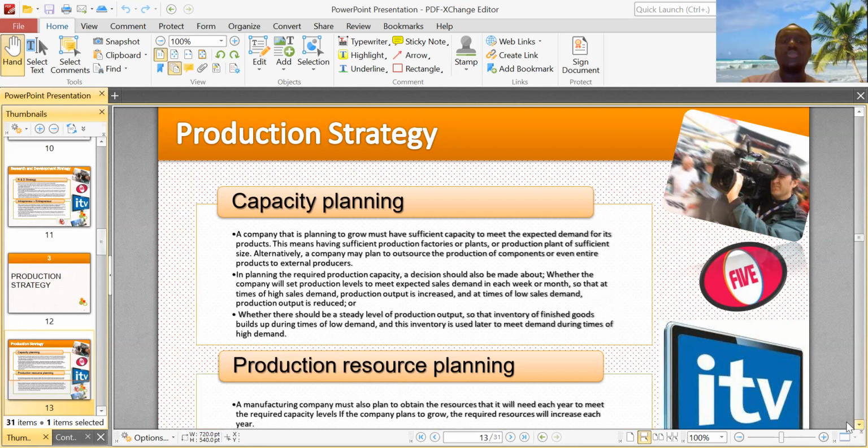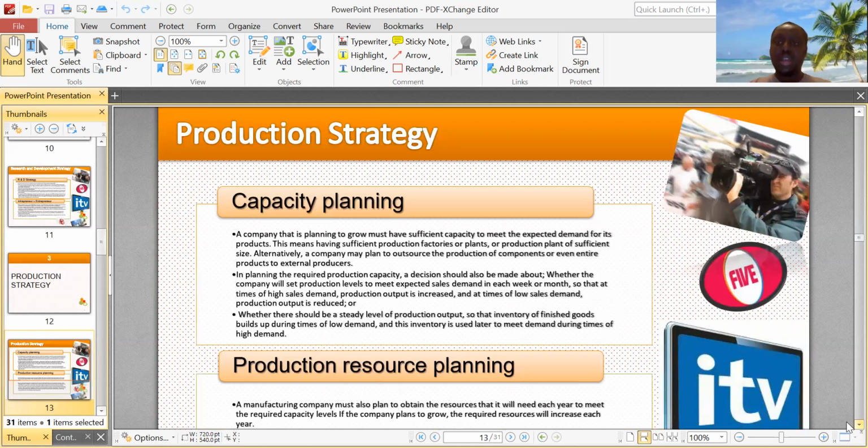Another way is whether there should be a steady level of production output, right? So that in times when there is low demand, you build up a stock of inventory. So when there's low demand, you have inventory in the warehouse, and this inventory is used to meet sales in periods which have high demand. So two ways, right?